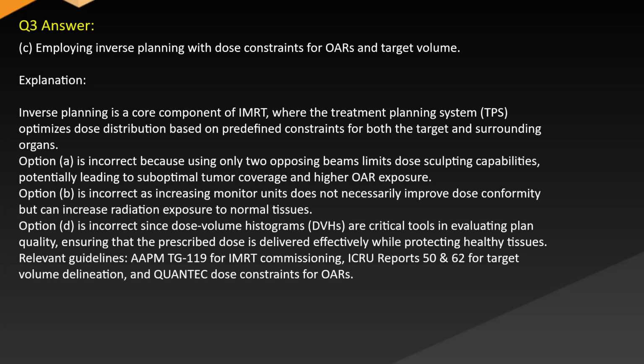Answer: C. Employing inverse planning with dose constraints for OARs and target volume. Explanation: Inverse planning is a core component of IMRT. The treatment planning system, TPS, optimizes dose distribution based on predefined constraints for both the target and surrounding organs. Option A is incorrect because using only 2 opposing beams limits dose sculpting capabilities, potentially leading to suboptimal tumor coverage and higher OAR exposure. Option B is incorrect as increasing monitor units does not necessarily improve dose conformity but can increase radiation exposure to normal tissues.